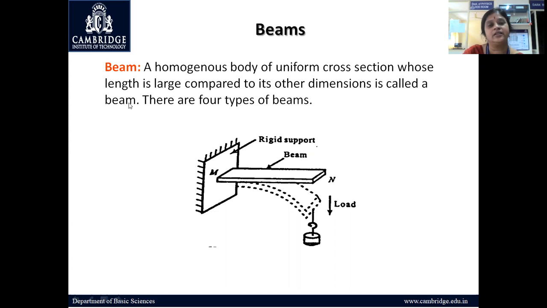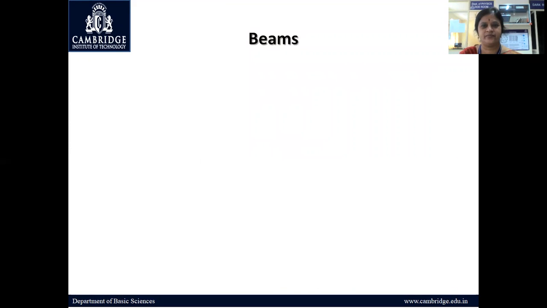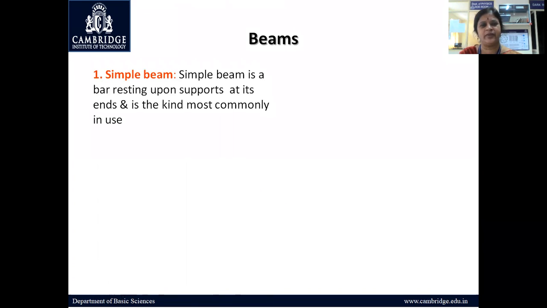There are four types of beams. Let us know them one by one. First one is a simple beam. What is a simple beam? A simple beam is a bar resting upon supports at its ends, and it is the most commonly used beam. You can see this diagram. It is a bar resting upon its supports. That is a simple beam.